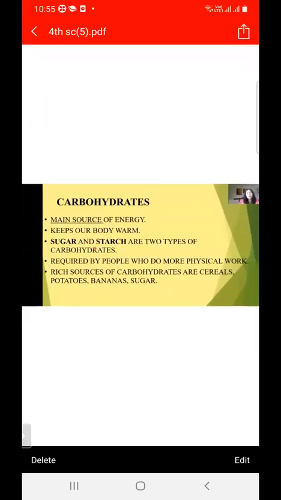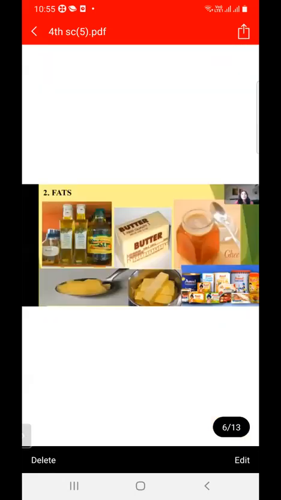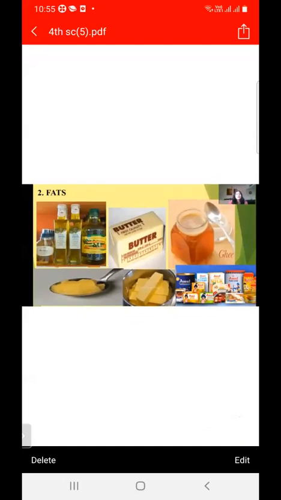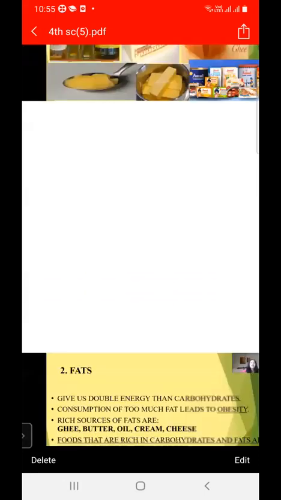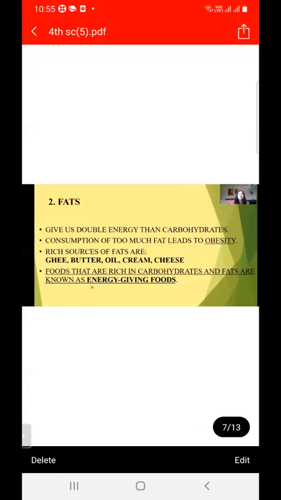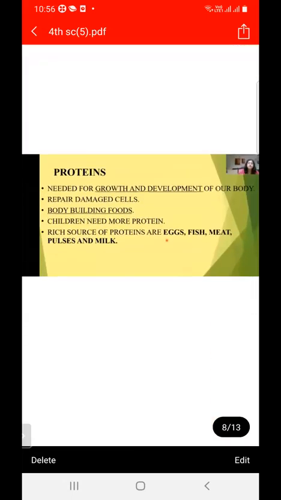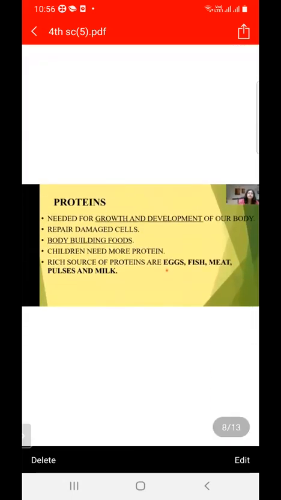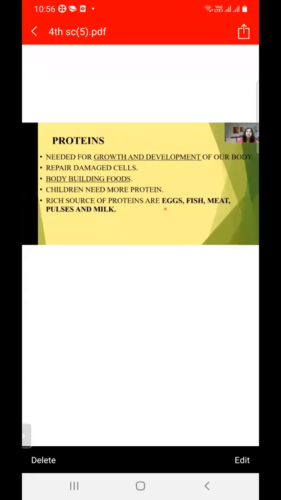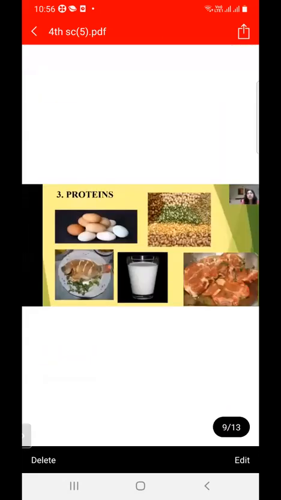And next is fat. So these are the food items from which we can obtain fat. Ghee, butter, oil, cream, cheese are the sources of fat, and it is called energy giving food. And how can we obtain protein? From egg, fish, meat, pulses and milk, we can obtain protein. And these are the sources of protein.